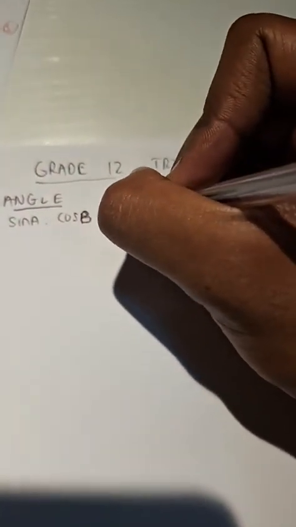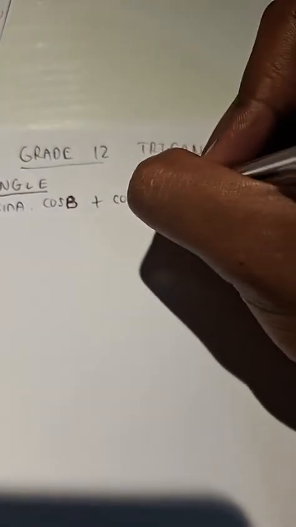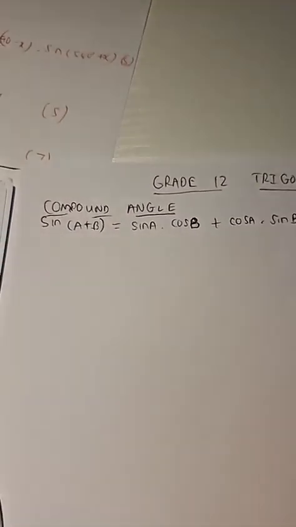sine A plus B is equal to sine A cos B plus cos A sine B. Okay, let's not forget that. That is our compound angle expression.